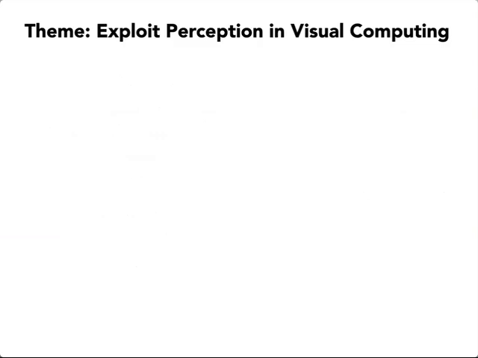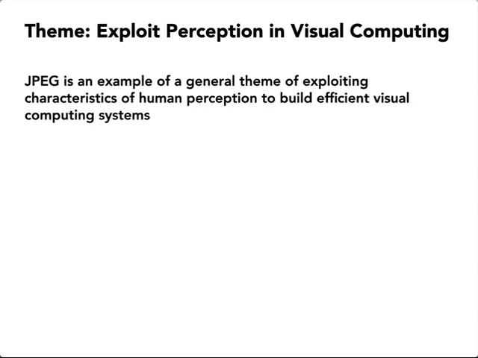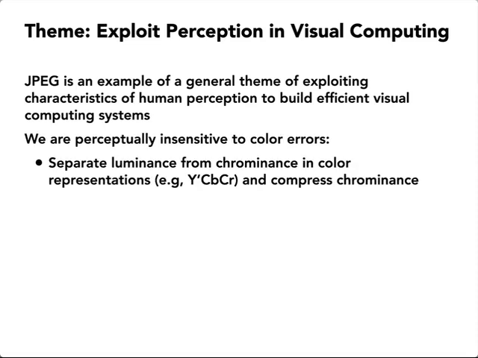The theme, though, to return to the first slide that I had about this, is about exploiting perception in visual computing. It's a larger way to think about what's going on in this example of JPEG compression. So JPEG is an example of the general theme of exploiting characteristics of the human perceptual system to build efficient visual computing systems. So we're perceptually insensitive to color errors. I showed you this blue hotel photograph to try to convince you of that. So that's why we separate luminance from chrominance in the color representation. JPEG specifically chooses Y prime CBCR, and then we compress chrominance.